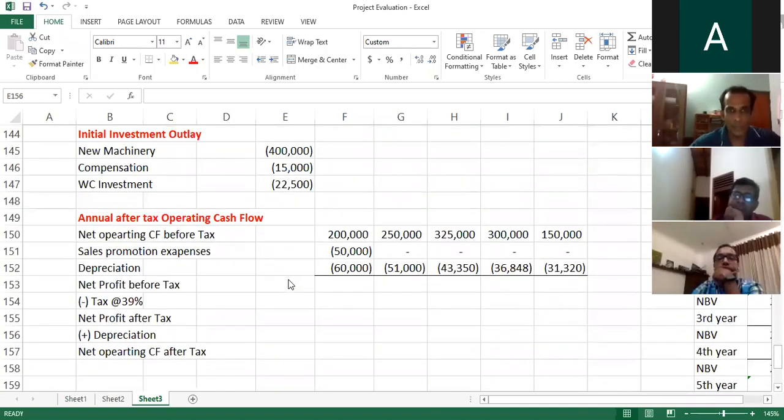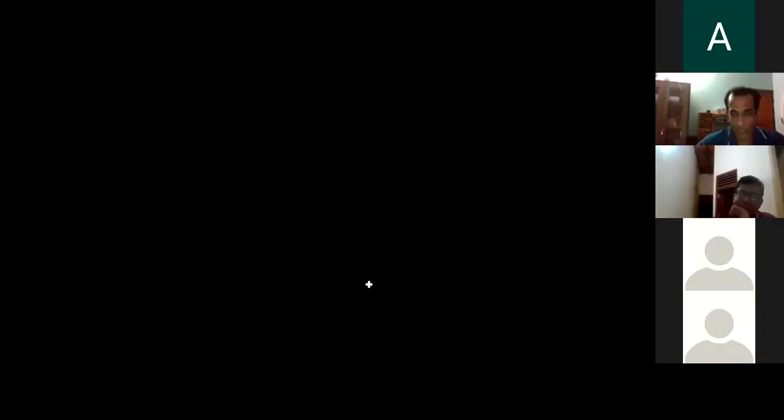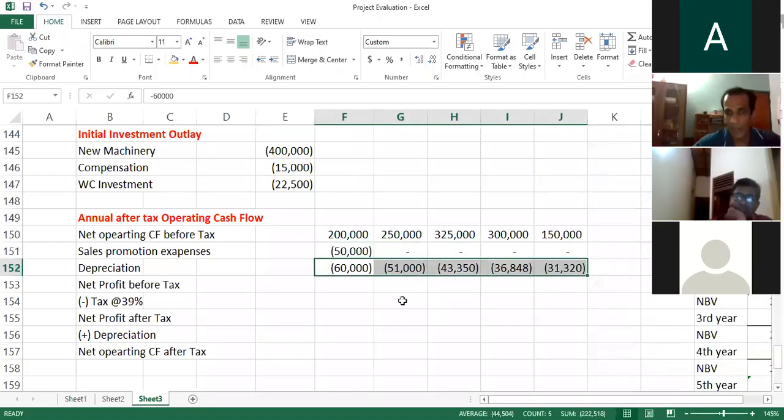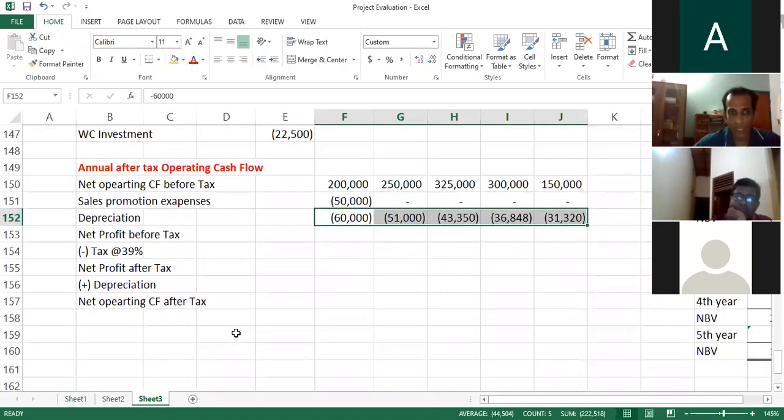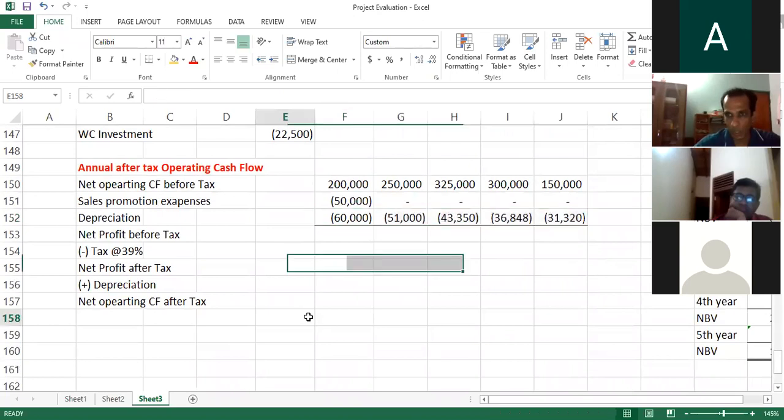Because here you can see the depreciation we adjust. When we adjust the depreciation here, we calculate the depreciation based on the reduced balance method. After that, under the terminal year cash flow, we'll adjust the salvage value. So don't worry. Let's do this calculation.